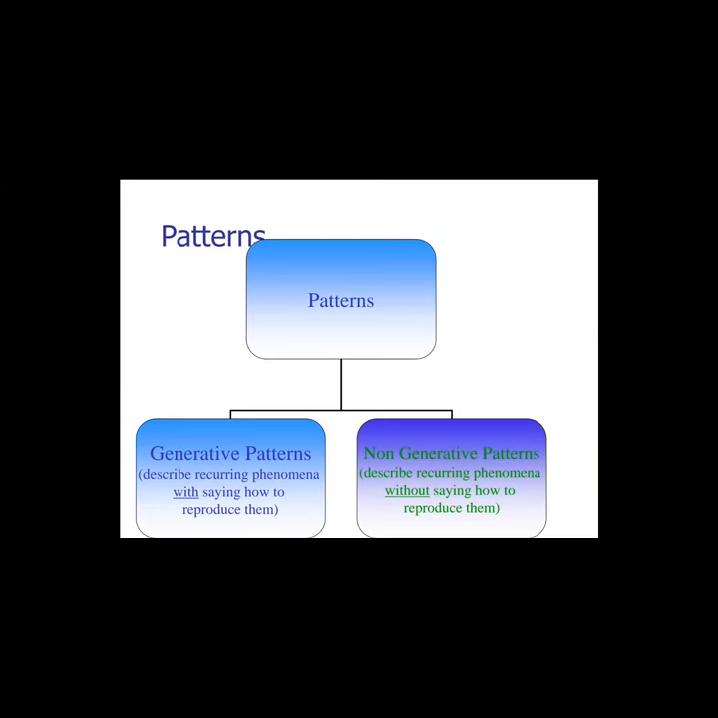A pattern may be a generative pattern or a non-generative pattern. Generative pattern means it describes recurring phenomena along with how to reproduce them. Say if I want a thousand elephant toys, I can go for a generative pattern. It will automatically produce a thousand similar elephants just by putting the raw material on the pattern. In the same way, if I want to produce 10 projects of a similar pattern, similar model, I can go for a particular pattern. Pattern here in software engineering means: what are the steps we are following, what is the input, how many processes are there, and what kind of output are we producing?